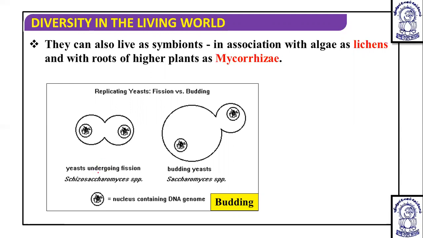See, this one is undergoing fission, so it is divided into two. But here this is the budding yeast, and in budding yeast the extra protuberance develops, the nucleus divides and reaches this protuberance, and this will form a new individual. So in Saccharomyces you will find budding, but there is also a fission yeast, in which fission is observed.